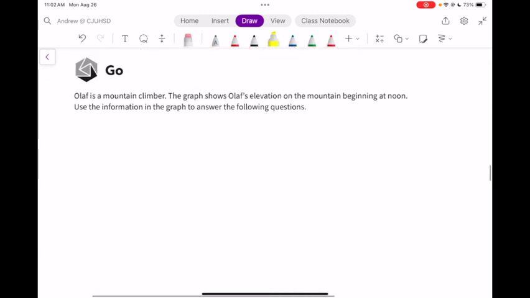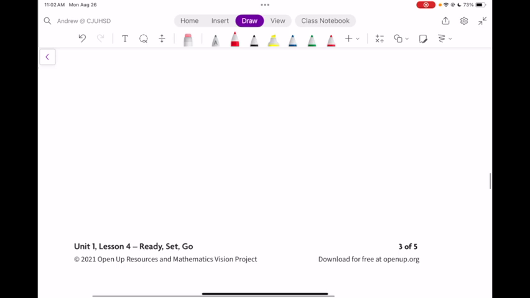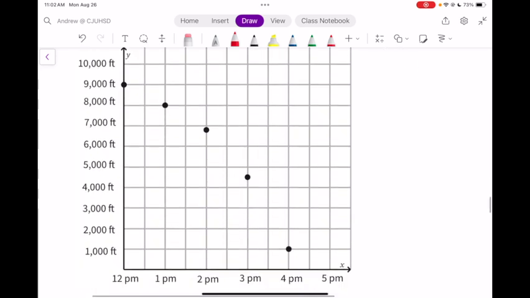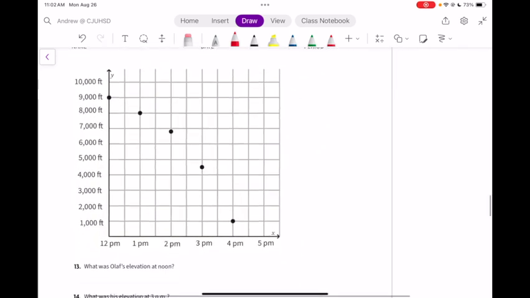In our Go section, we have some graph reading to do. Olaf's climbing a mountain. His elevation is changing throughout the day. Here's the graph. And the questions, what was Olaf's elevation at noon? That's right here. He was at 9,000 feet. Next question, what was his elevation at 3 p.m.? He came down here too, as you can see as you read across on the graph. He's at between 4,000 and 5,000. He's at 4,500 feet.